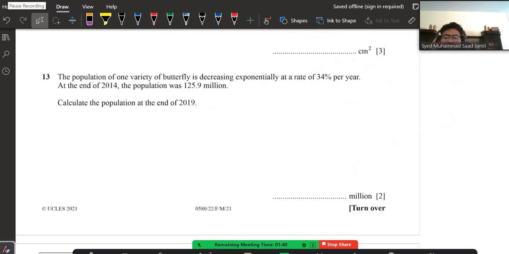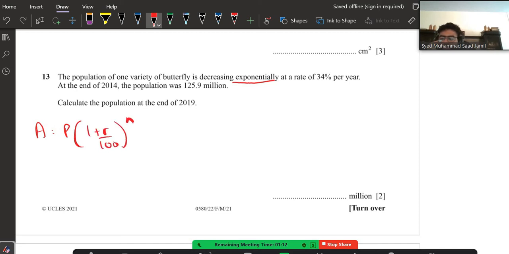Question 13, it says the population of one variety of butterfly is decreasing exponentially at a rate of 34% per year. At the end of 2014, the population was 125.9 million. Look, whenever the question uses the term exponentially, just understand that the formula that will be used is of compound interest, which is A equals P multiplied by 1 plus R upon 100 raised to power n.